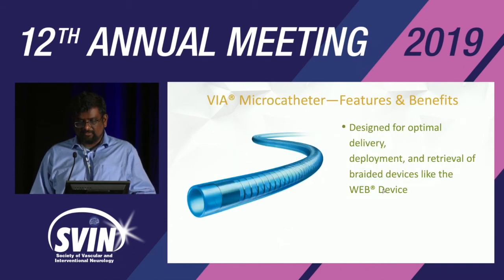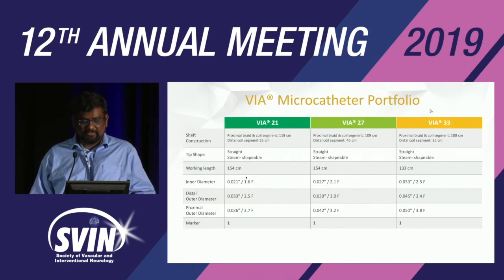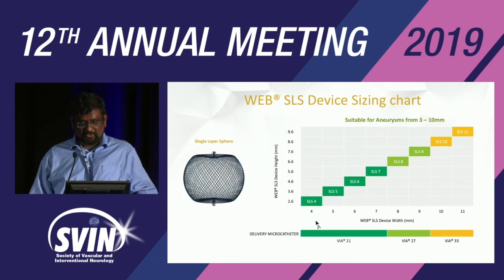And the WEB is delivered via microcatheter. It's a slightly more robust system than prior microcatheters. There are 3 different diameters: the 021, 027, and 033, depending on what size WEB device you're going to use. And if you go back to these charts, they also tell you which microcatheter you'll need.